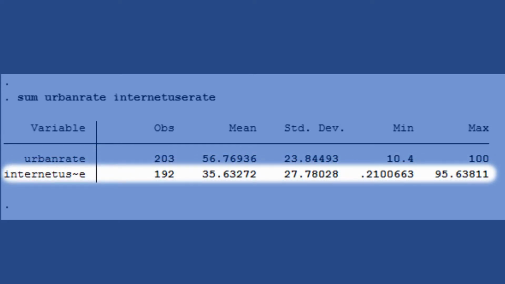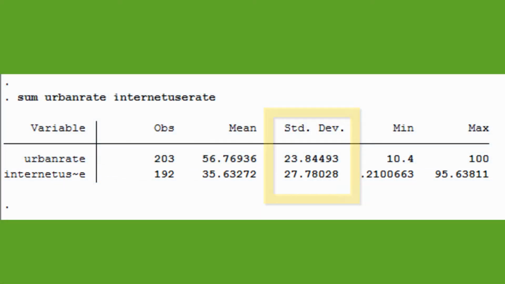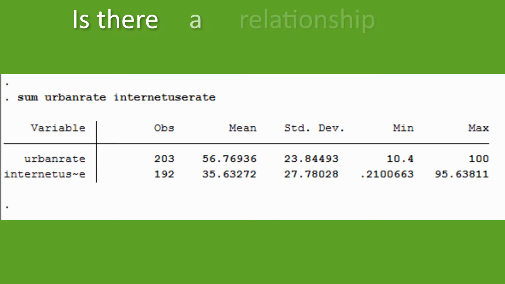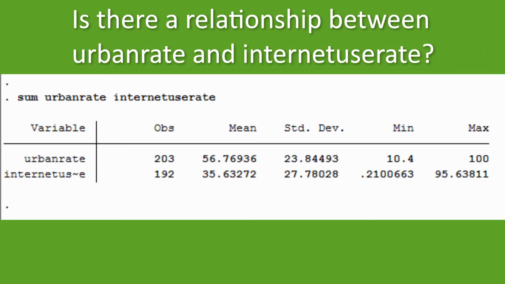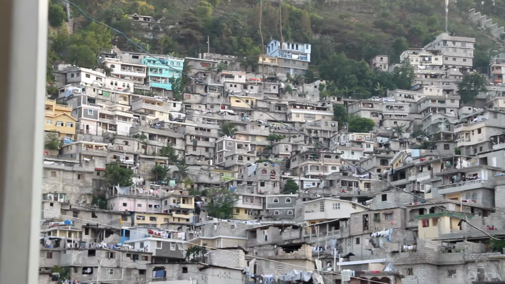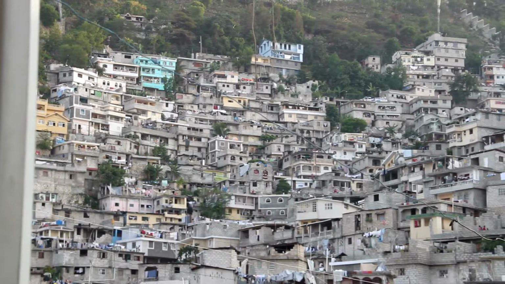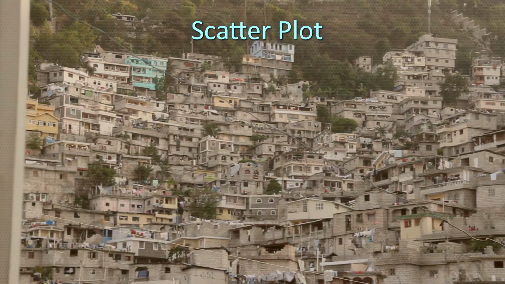For internet use rate, on average, about 35.6% of the population across these individual countries has access to the World Wide Web. Again, with a standard deviation of 27.8, there seems to be quite a bit of variability from country to country. But is there a relationship between these two variables? We can explore this question visually with a scatterplot.